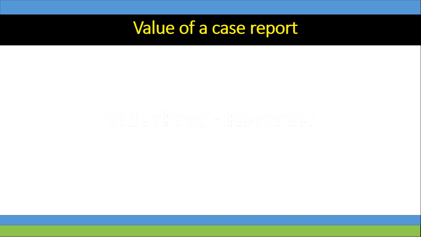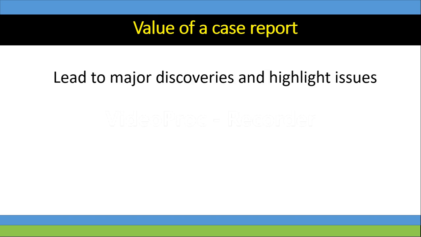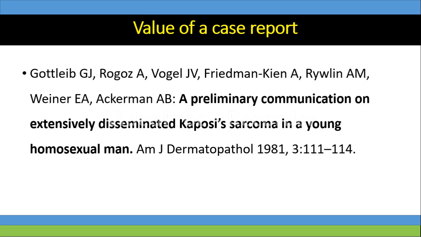Continuing with the value of a case report, you also need to understand that many times these case reports led to major discoveries, and they highlighted issues which were of importance to patients. I'll give you some quick examples. This was an article titled "A Preliminary Communication on Extensively Disseminated Kaposi Sarcoma in a Young Homosexual Man," which was published in the American Journal of Dermatopathology in 1981.